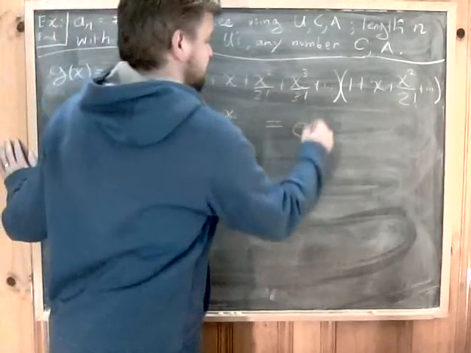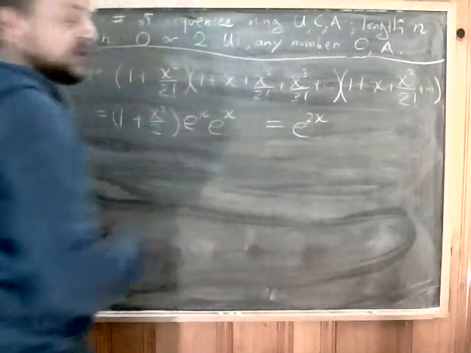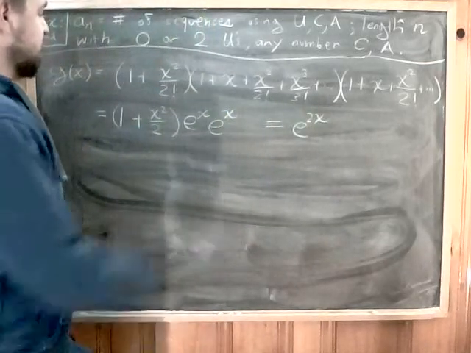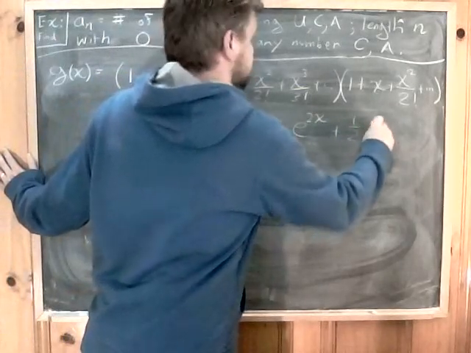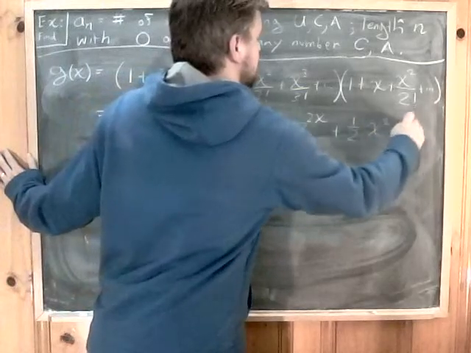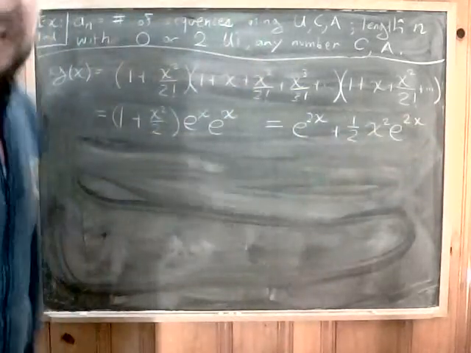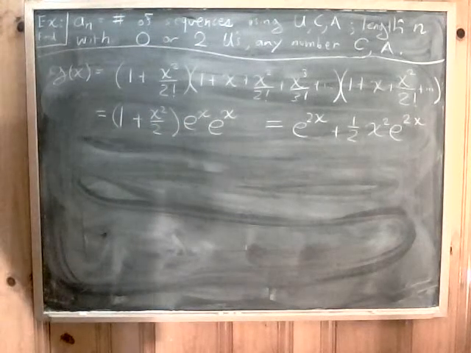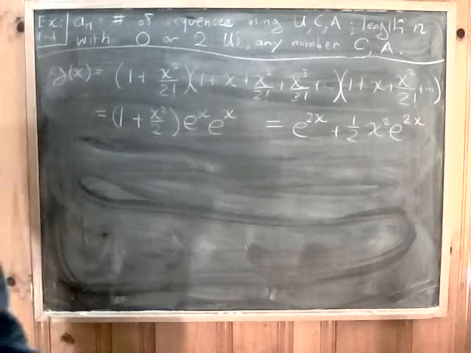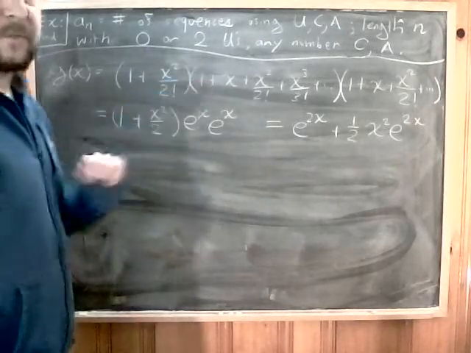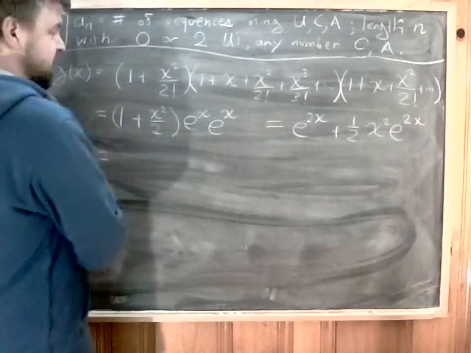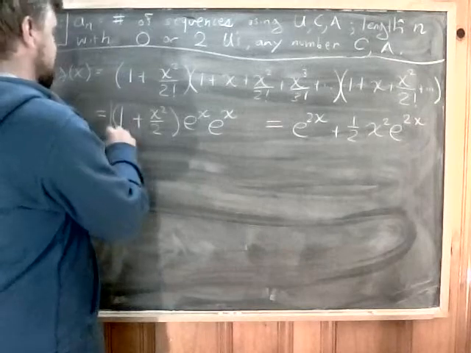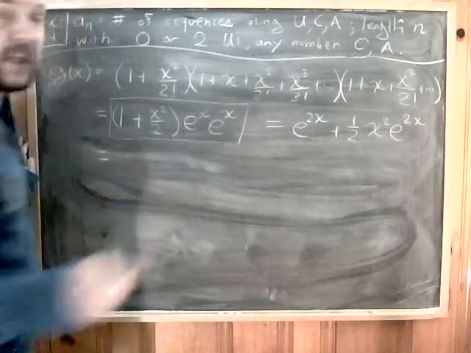So times the 1 is e to the 2x, and then times x squared over 2, another e to the 2x. Now I can see how to write them as Maclaurin series. I'm using just the basic Maclaurin series, the same one that I already used before for e to the x. And this is where I would stop for the EGF.